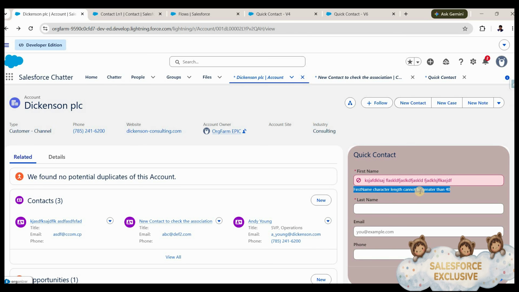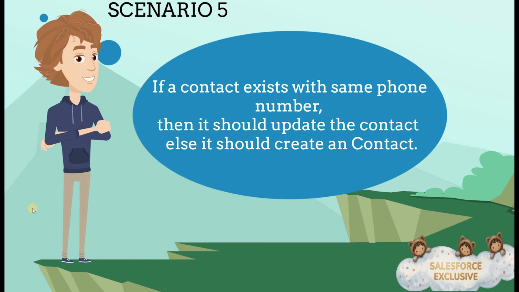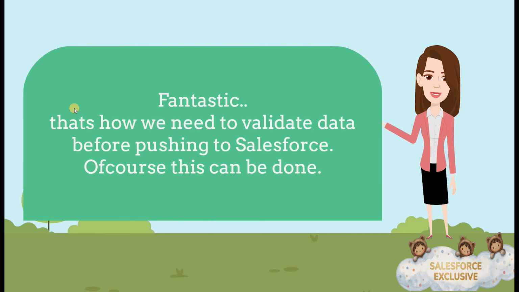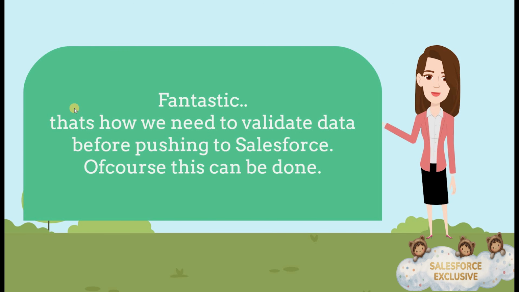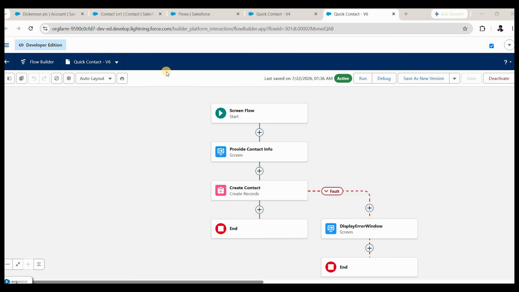Scenario number 5. If a contact exists with the same phone number, then it should update the contact, else it should create a contact. Fantastic. This is how we need to validate data before pushing it to Salesforce. Of course, this can be done. Let's get back to Salesforce, to the active version.